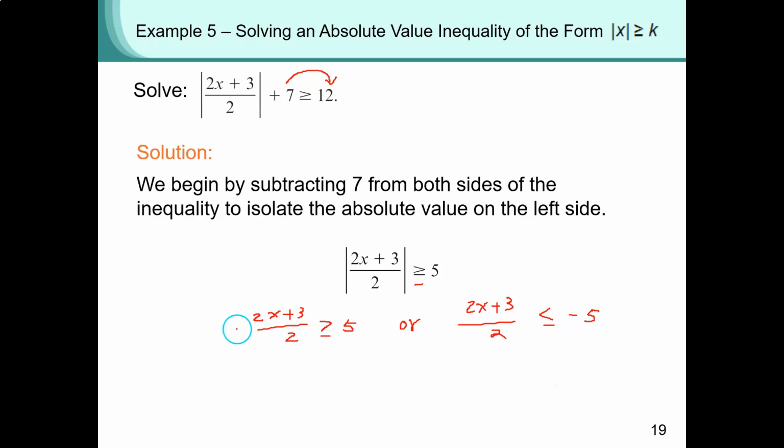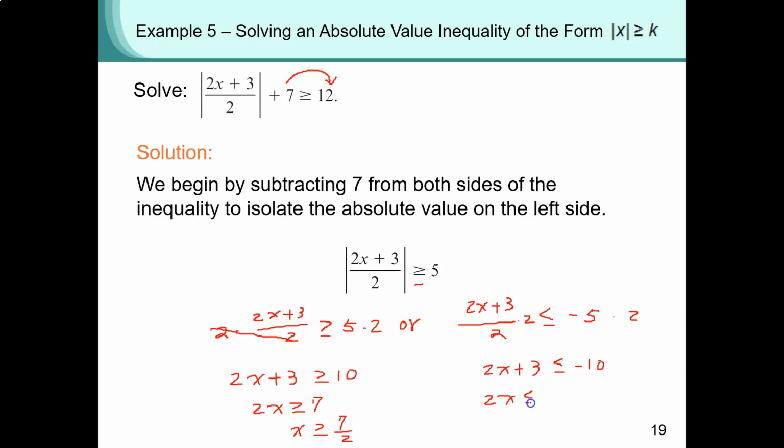And from here we solve for x. I multiply by 2 on both sides. So here, cross out, you get 2x plus 3 greater equal than 10. So 2x greater equal than 7, then x is greater equal than 7 over 2. And now for the other one, multiply by 2 as well. So you have 2x plus 3 less equal than -10. So 2x less equal than -13, x less equal than -13 over 2.